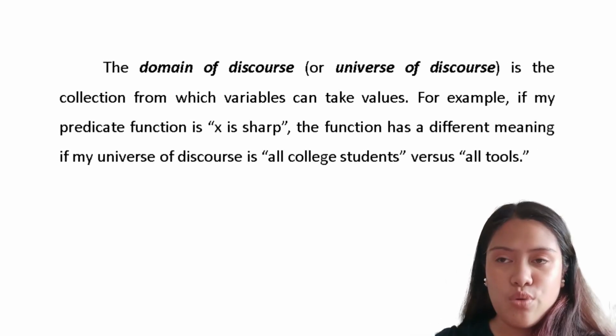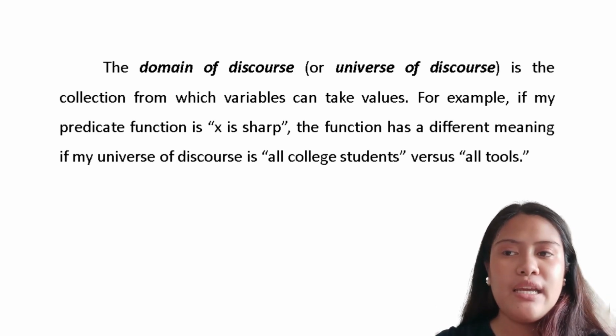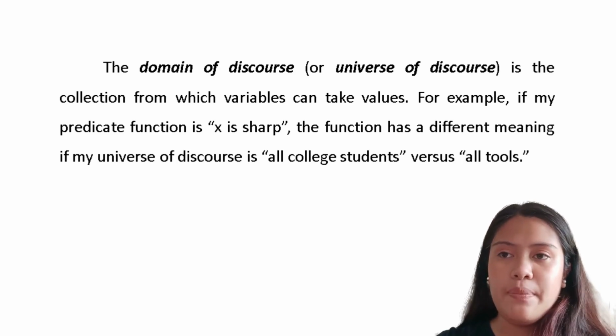The domain of discourse, or the universe of discourse, is the collection from which variables can take values. For example, if my predicate function is "x is sharp," the function has a different meaning if my universe of discourse is college students versus all tools. So it's either the college students are sharp or the tools are sharp.